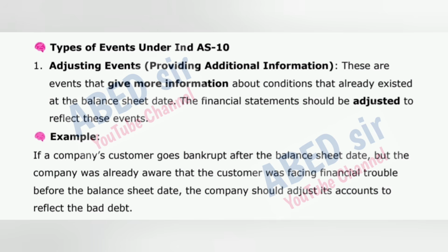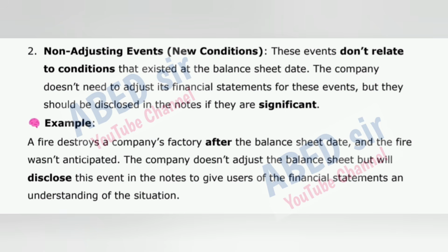Types of events under Ind AS 10. 1. Adjusting events. Providing additional information. These are events that give more information about conditions that already existed at the balance sheet date. The financial statements should be adjusted to reflect these events. Example: if a company's customer goes bankrupt after the balance sheet date, but the company was already aware that the customer was facing financial trouble before the balance sheet date, the company should adjust its accounts to reflect the bad debt.